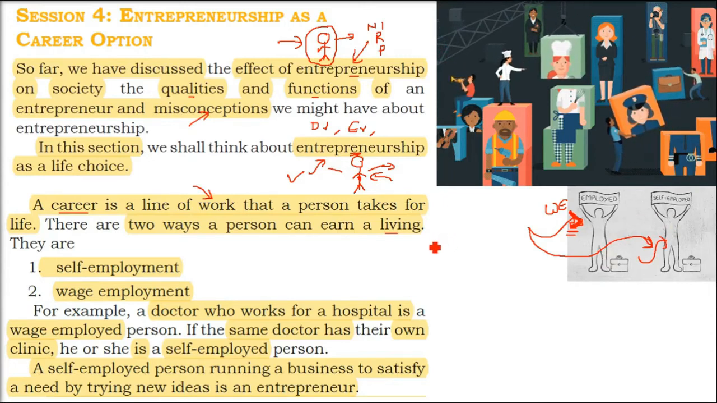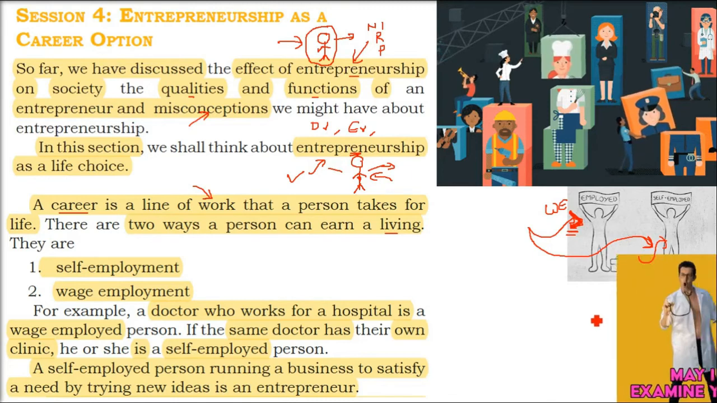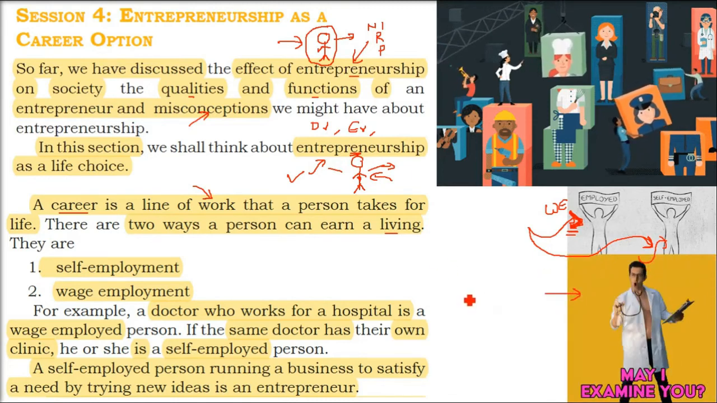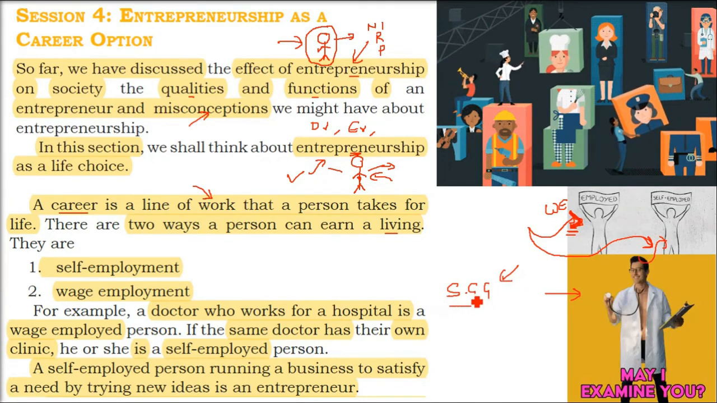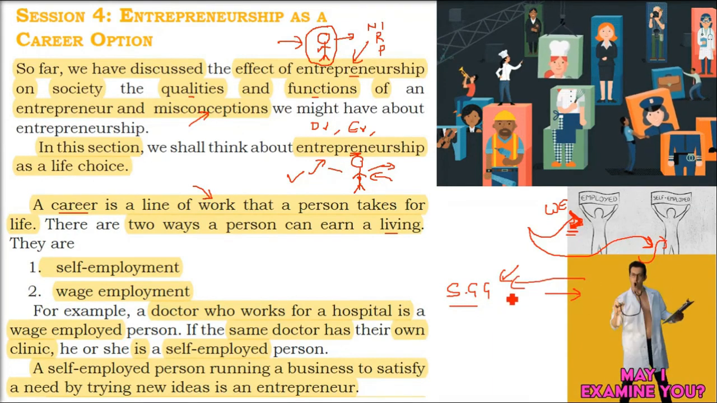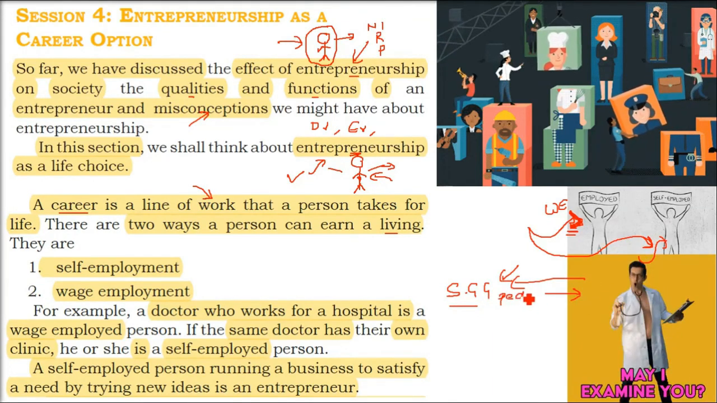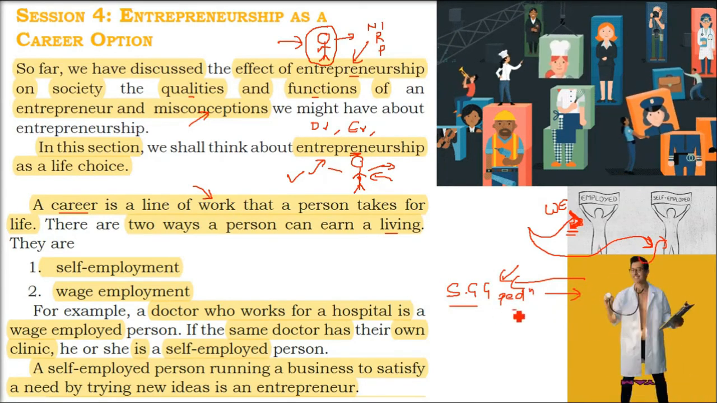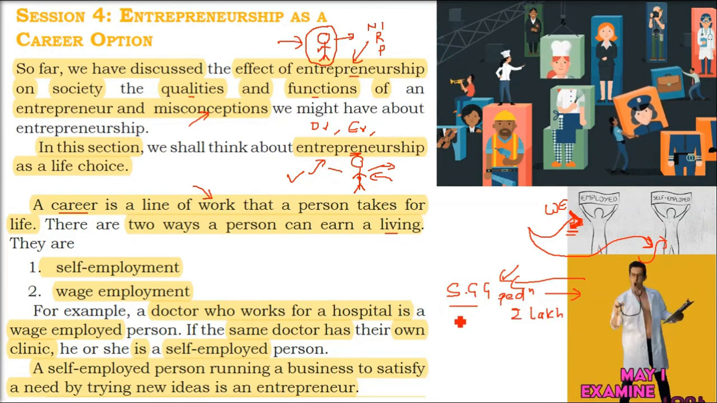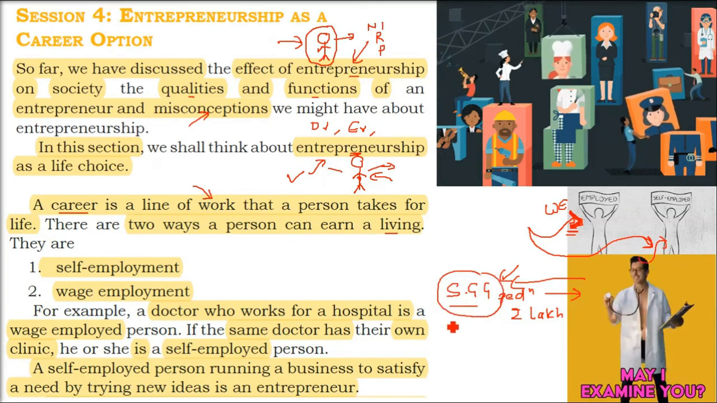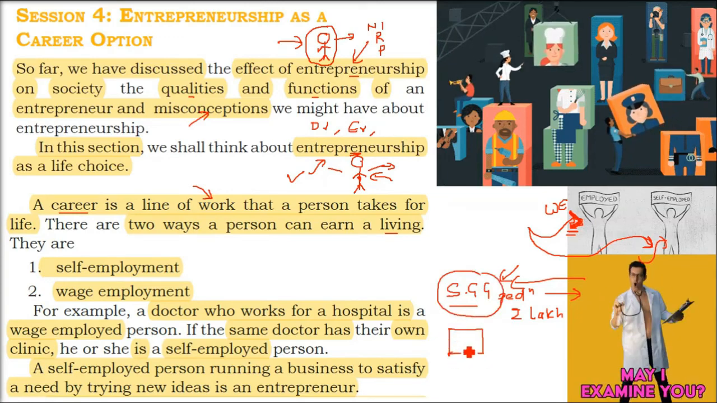Let me just give you more detail. Let us take an example of a doctor. Now, when a doctor works for a hospital, for example, in Delhi, we have Sir Gangaram Hospital or Max Hospital and Fortis. If somebody works there, goes every day, at a fixed time, somebody is a pediatrician in some department, he gets a salary, say 2 lakhs. So this is what he earns every month or every week.